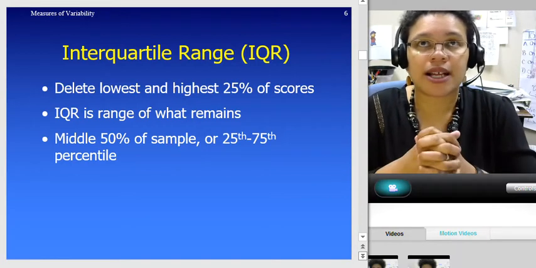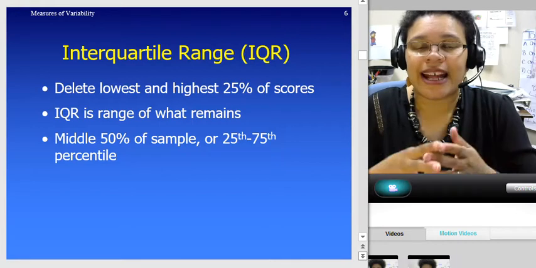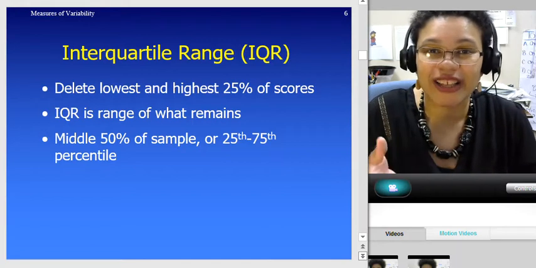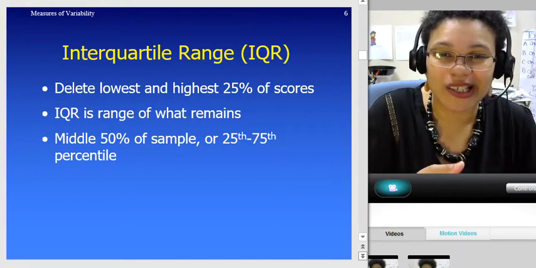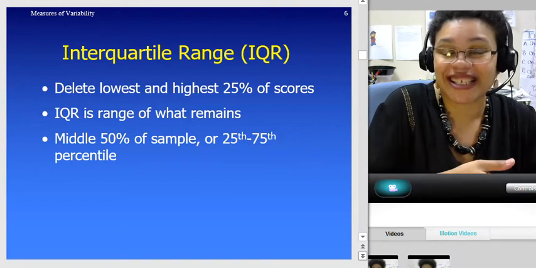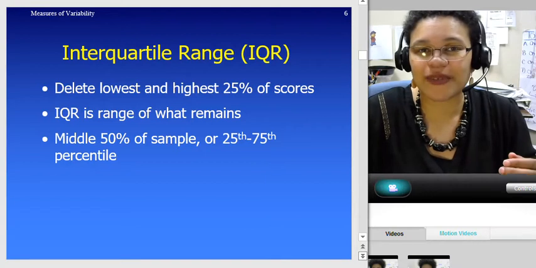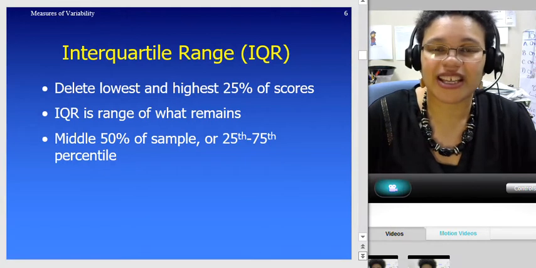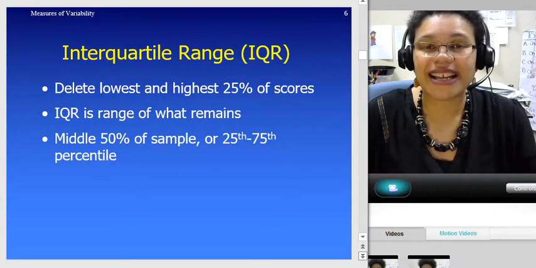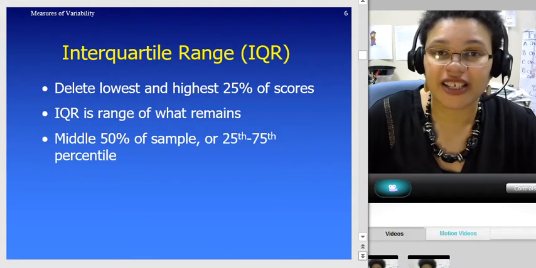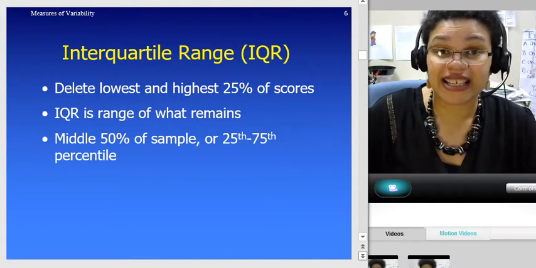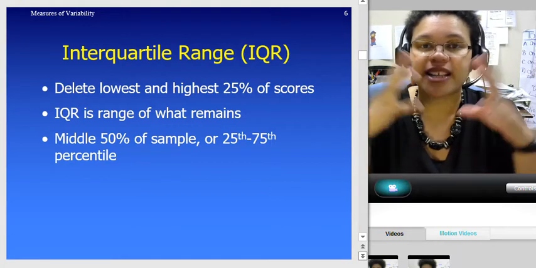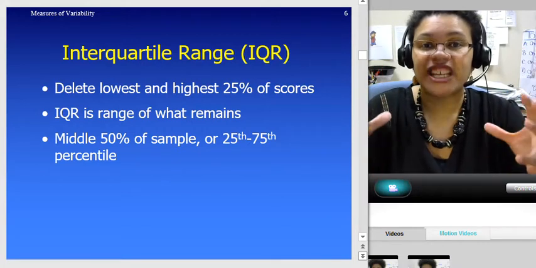And so let's say I was giving a test and about a quarter of the kids scored in the 90s, a quarter of the kids scored in the 80s, a quarter of the kids scored in the 70s, a quarter of the kids scored in the 60s, right? I'm getting rid of the highest 25%. That's all the kids that scored in the 90s. I'm getting rid of the lowest 25%. That's all the kids who scored in the 60s. So I might say, oh, the interquartile range of the scores on this test that I just gave was from 70 to 89. Okay, that's the middle 50% of the class scored between 70 and 89.